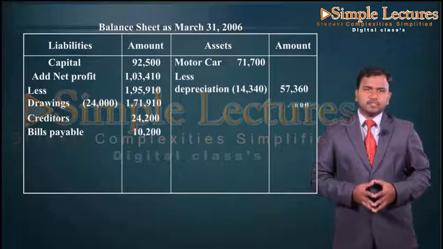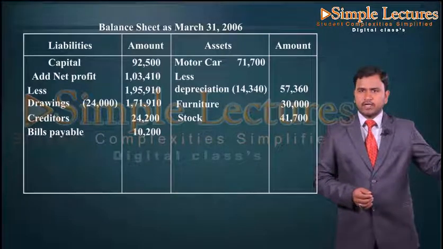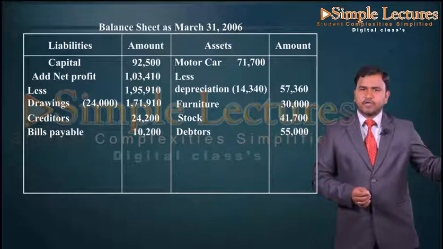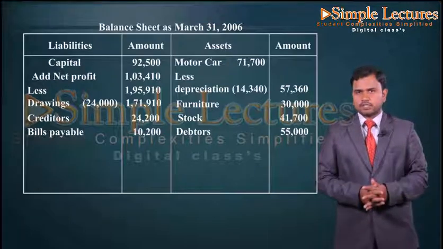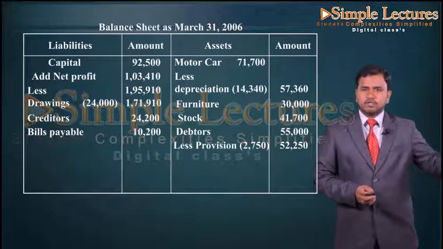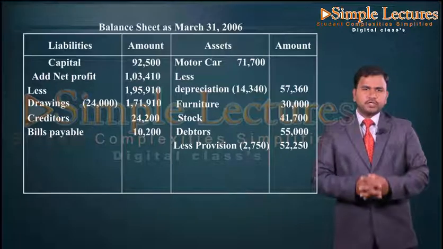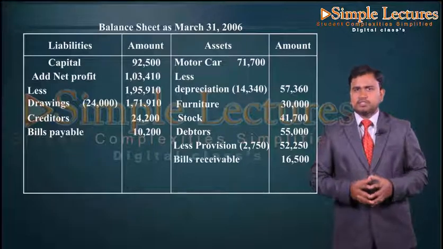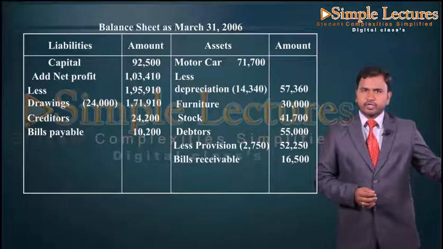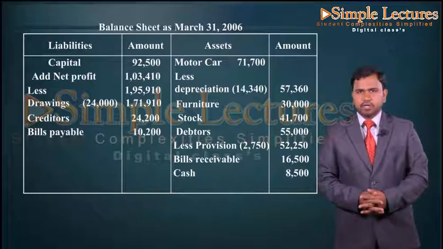Then we have furniture, which is 30,000, and stock 41,700, and debtors. We have a provision for bad debts, so that has to be deducted. So debtors in the inner column 55,000 less provision 2,750, then the outer column will be 52,250. Then we have bills receivable, which is 16,500, and we have closing cash, so cash 8,500.